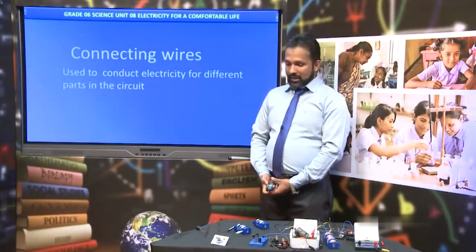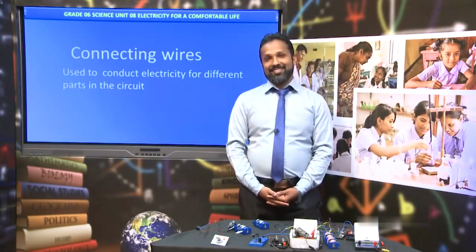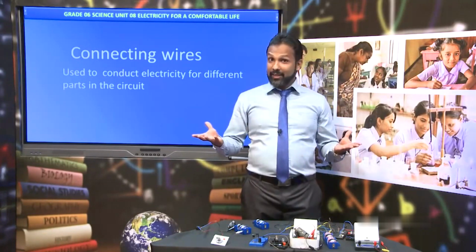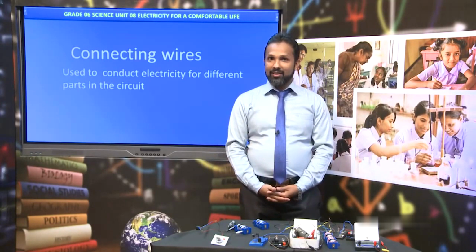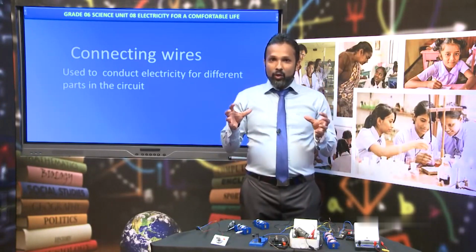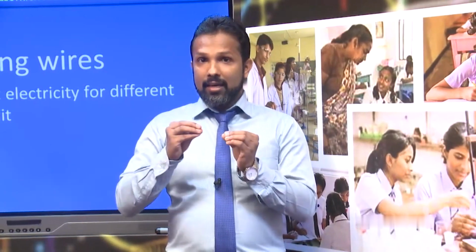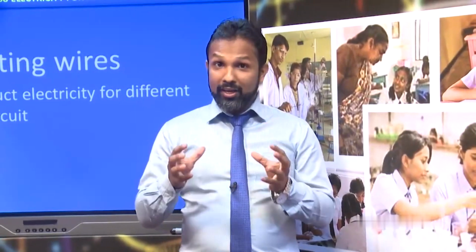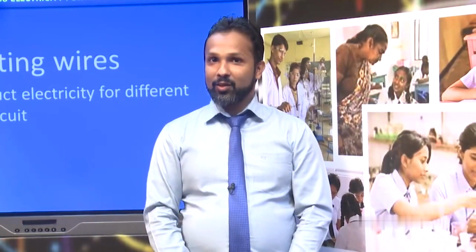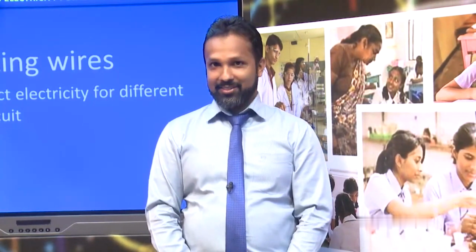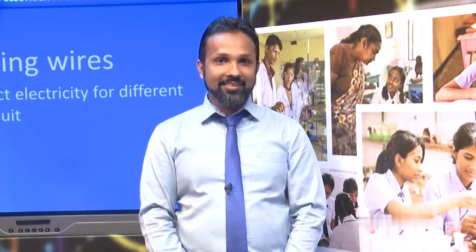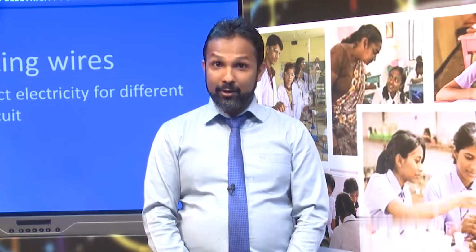Now, let's focus our attention on the connecting wires. What are called connecting wires? You can remember, when preparing a circuit, we have to connect the appliances that we use in the circuit, because we use dry cells, bulbs, switches. So how can we connect these appliances? In order to connect these appliances, we have to use connecting wires. Have you seen connecting wires? Yes, you may have seen.